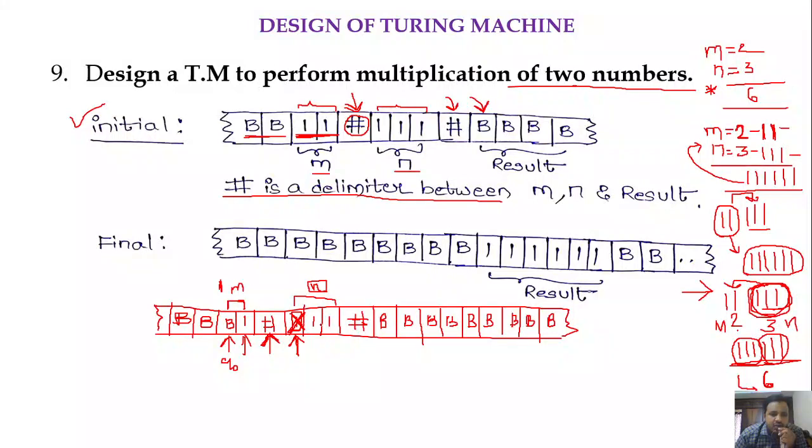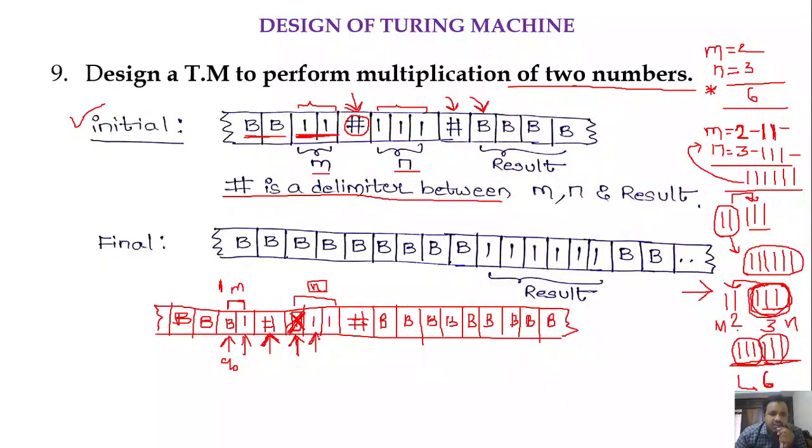Okay, so out of three ones, which one have we copied into the result portion? To identify that, we are converting the one which is there in n into an x. So the one which we have copied into the result portion, we convert it into x. The moment we convert the one in the n portion of the input to x, we move the head towards right.